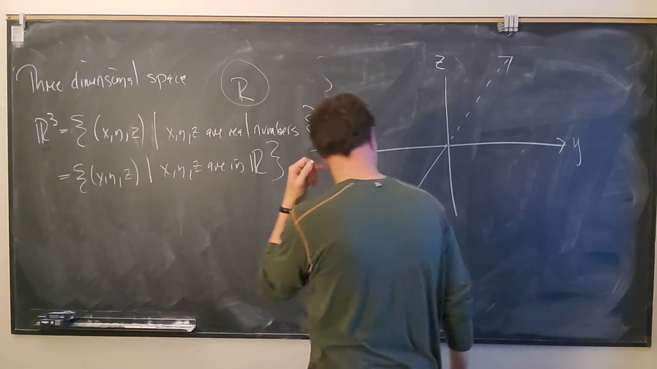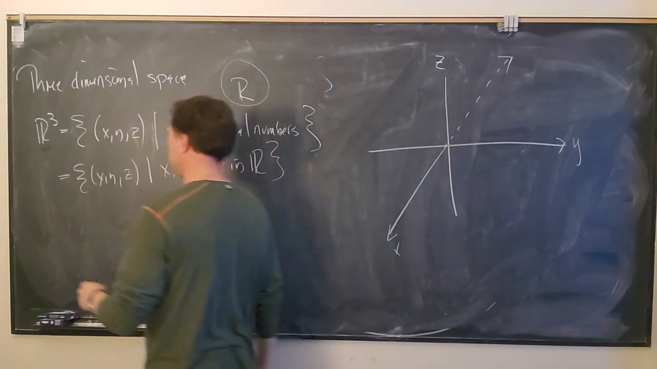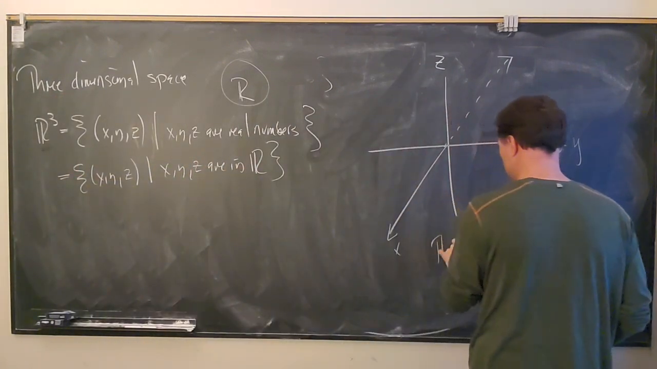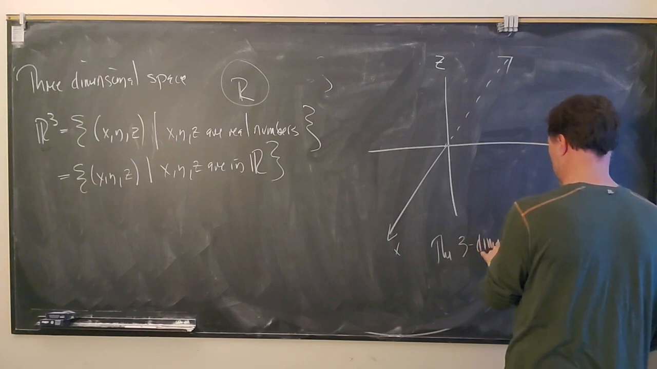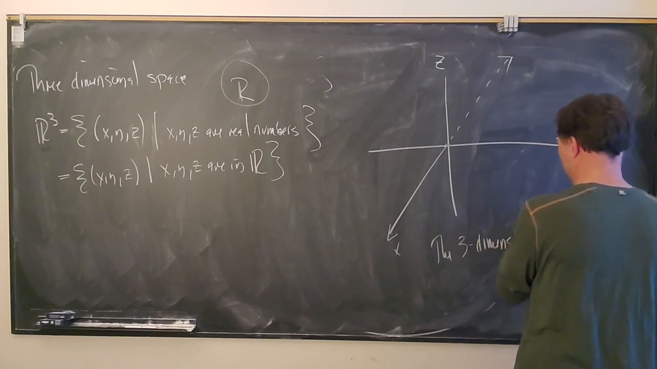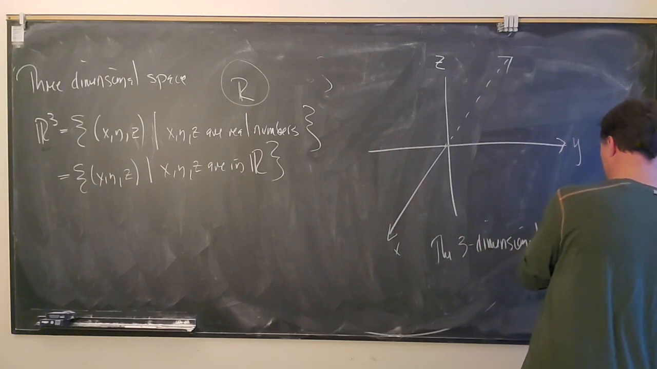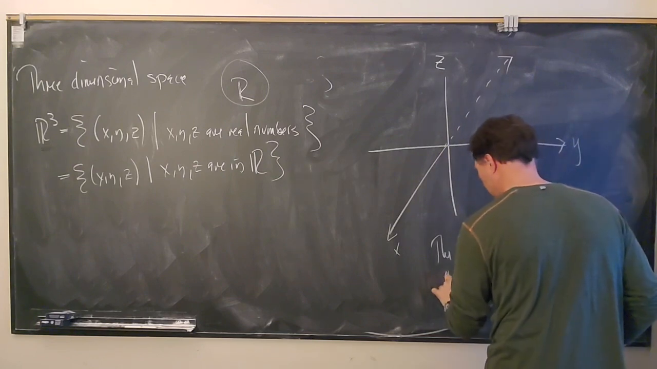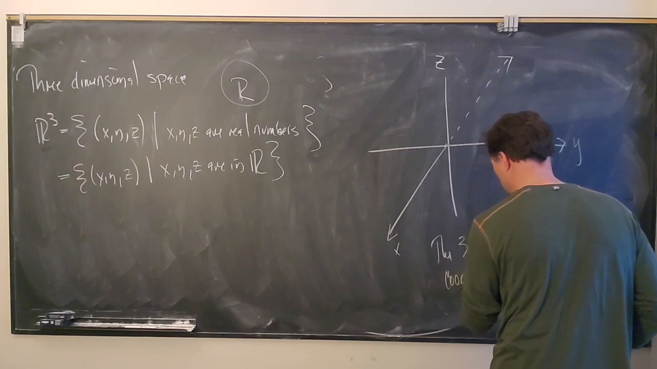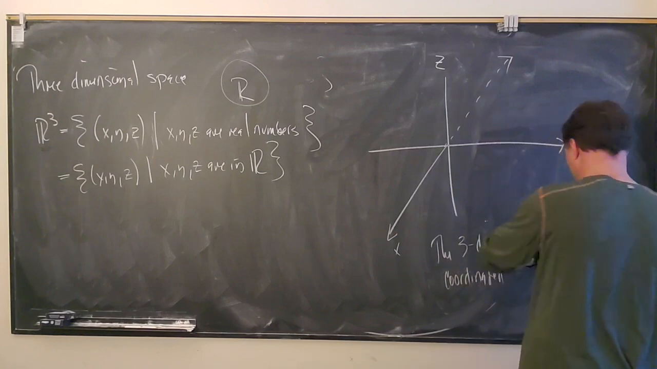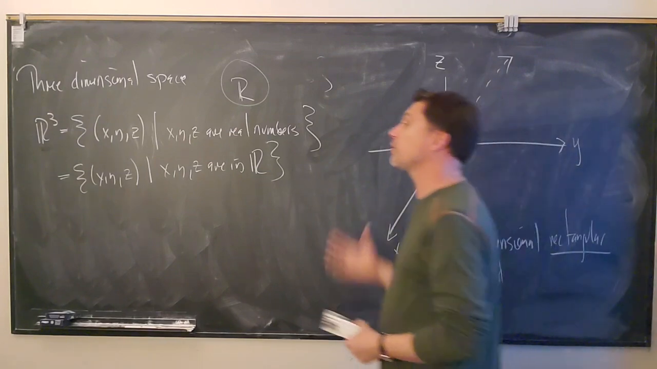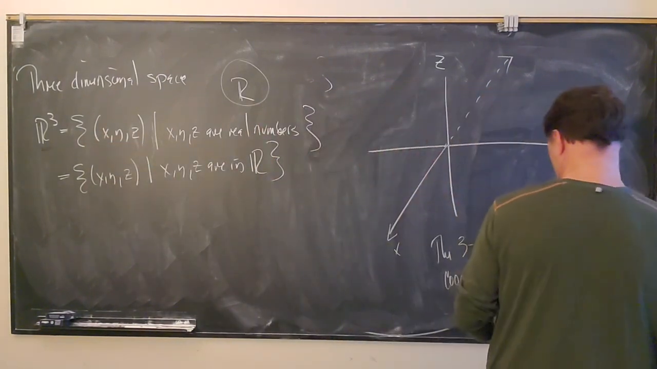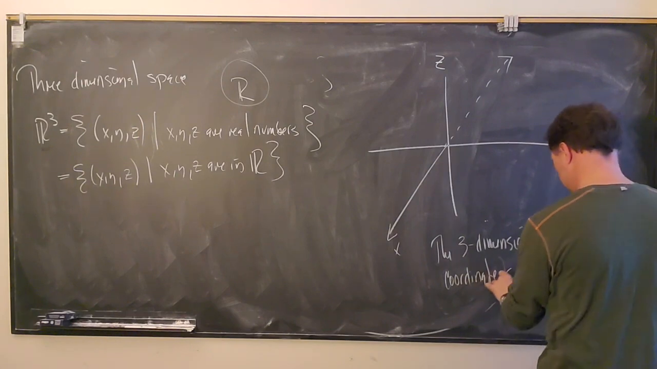Okay, so this is the three-dimensional rectangular coordinate system. So when you hear the word rectangular, that's when you study three-dimensional space using x, y, and z.